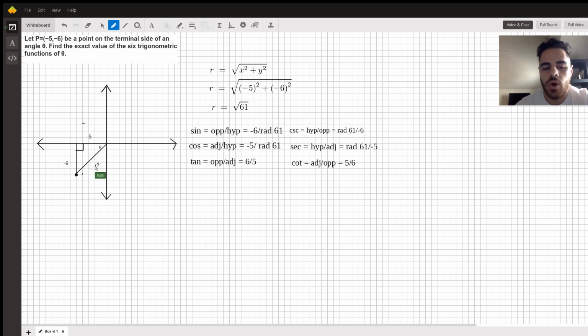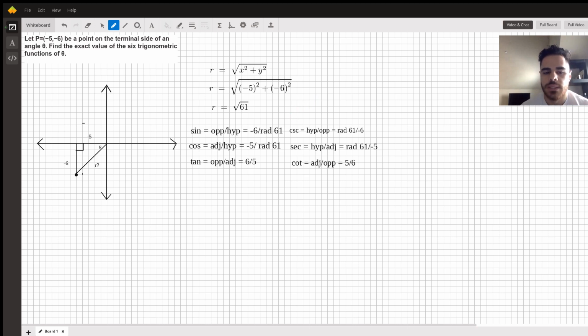So first we have to find r. The way you do that is r equals radical x squared plus y squared. This is straight from the Pythagorean theorem, right? a squared plus b squared equals c squared. Once you plug -5 and -6 into this equation, you get that r equals radical 61, which can't be simplified any further, so we'll just leave it at that.